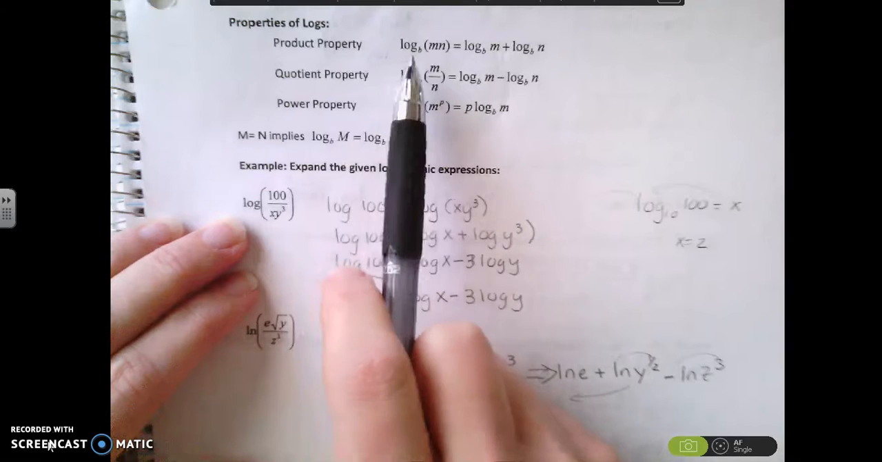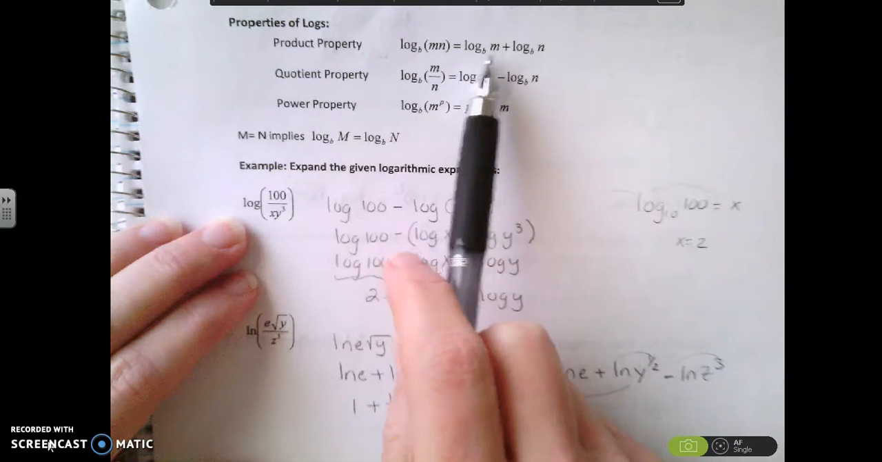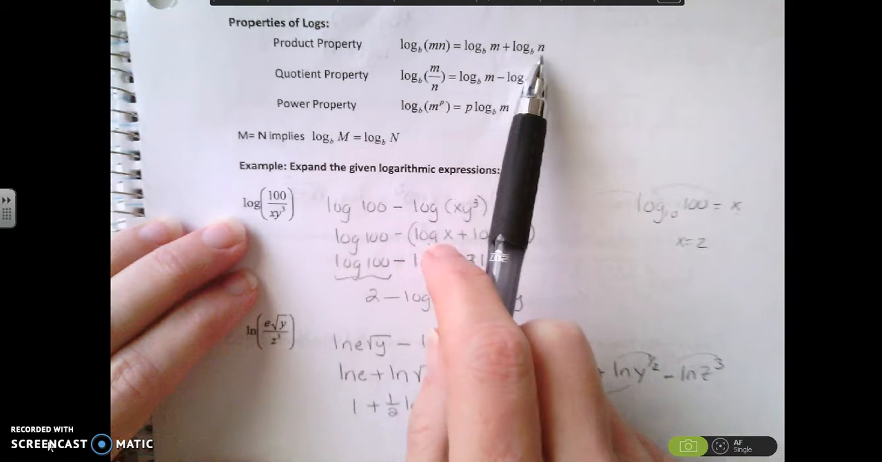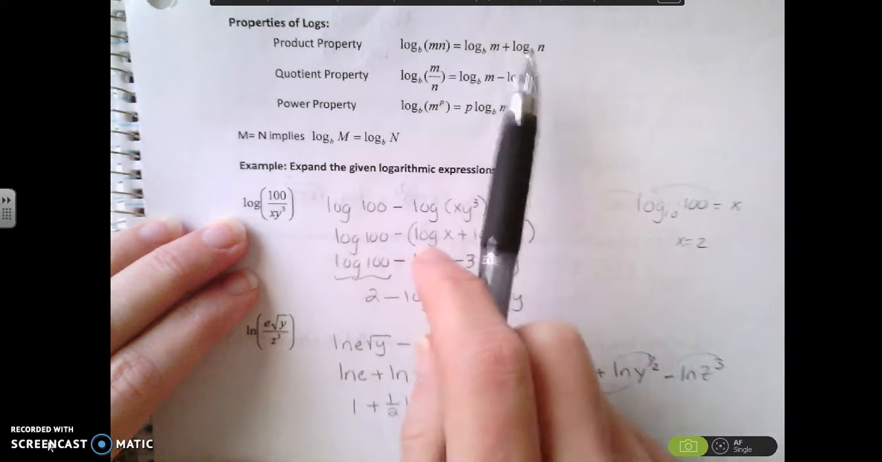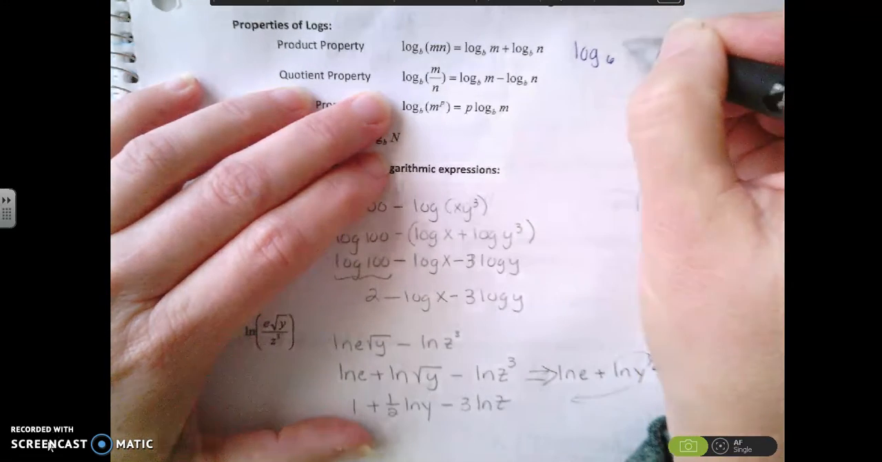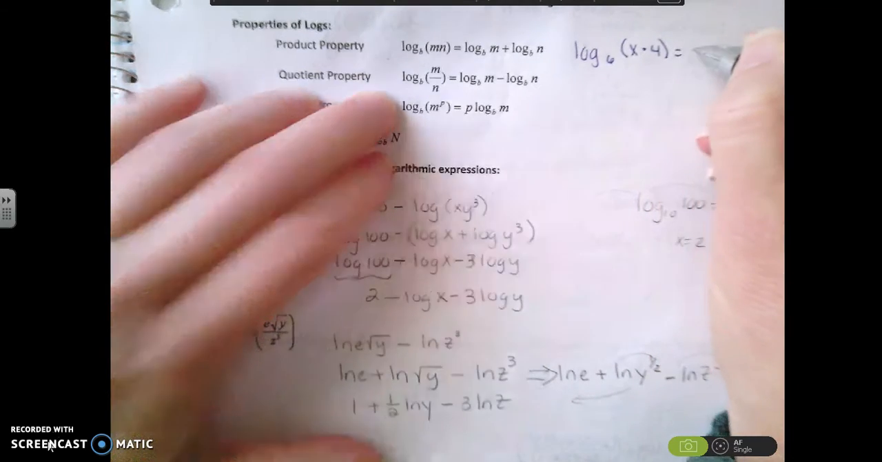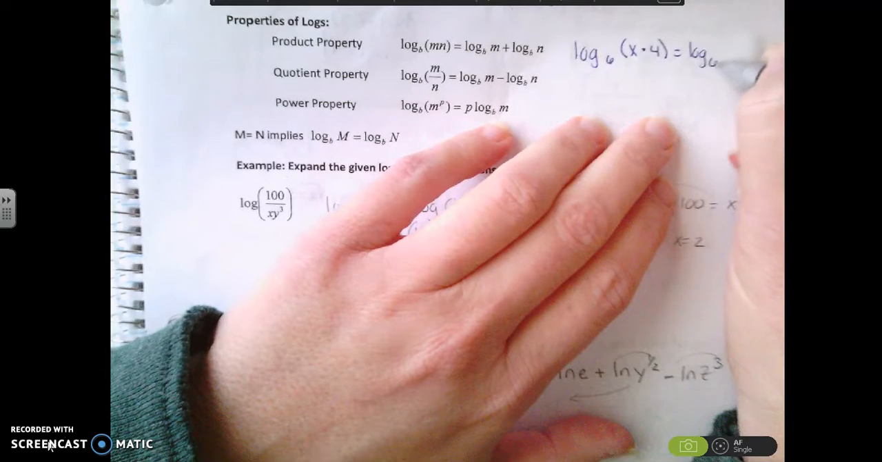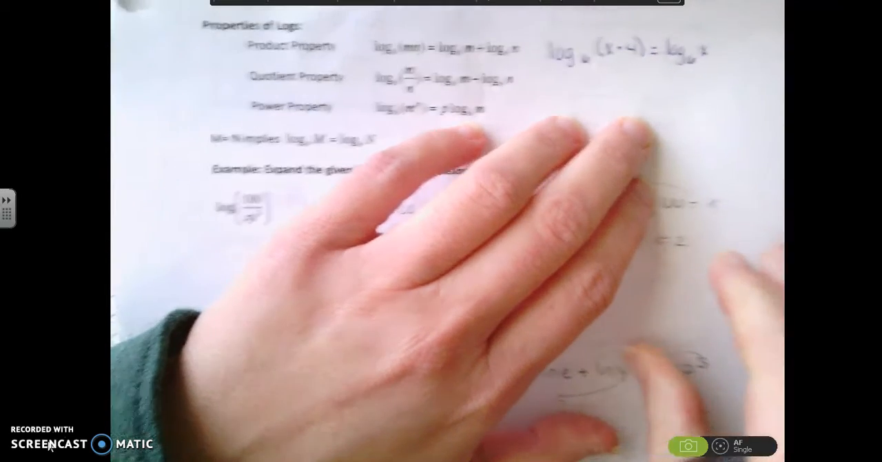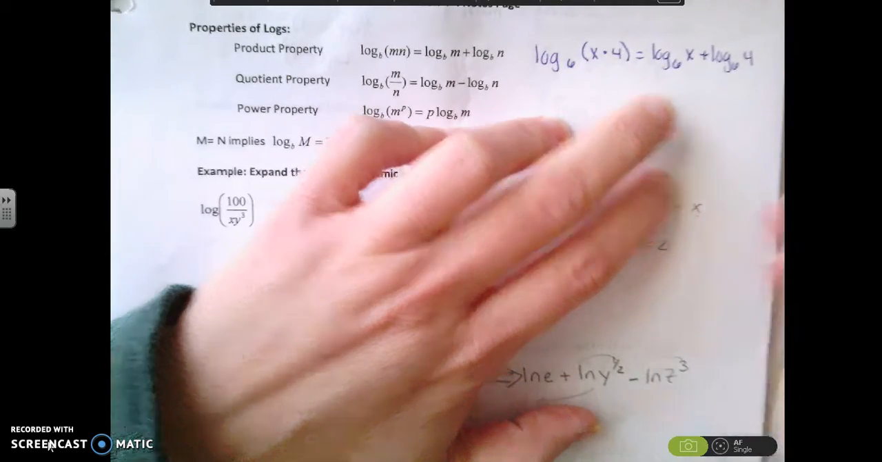So the product property says that if I have a product inside the parentheses for the log, then that can be rewritten as the log of m plus the log of n. So I can rewrite any expression that involves that. For example, log base 6 of x times 4, I can rewrite as log base 6 x plus log base 6 4.